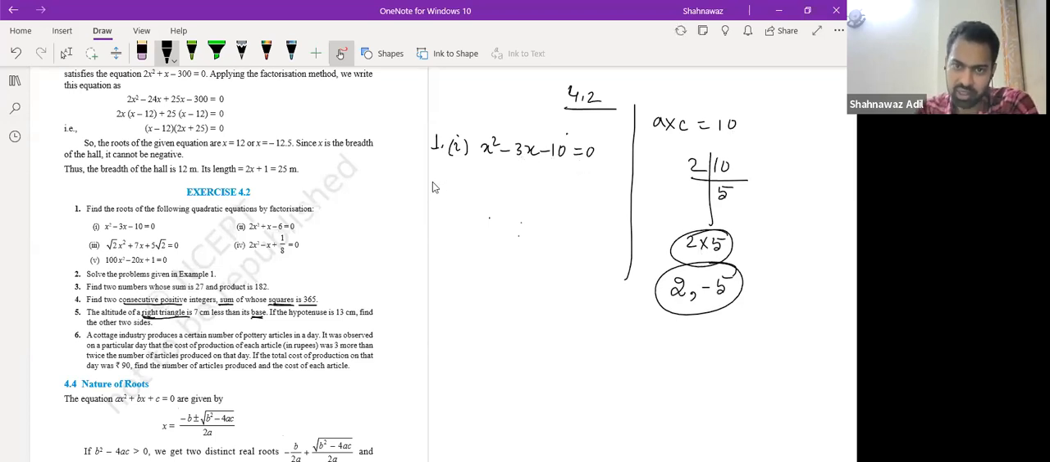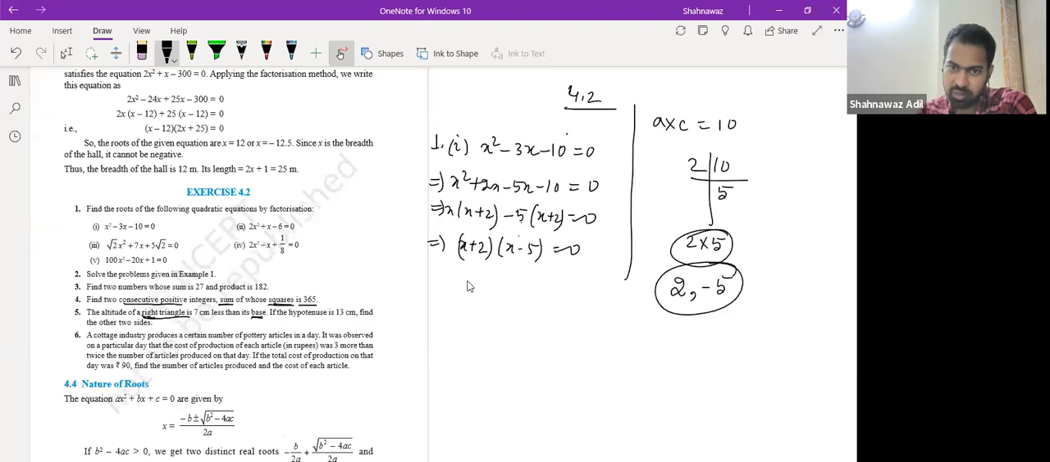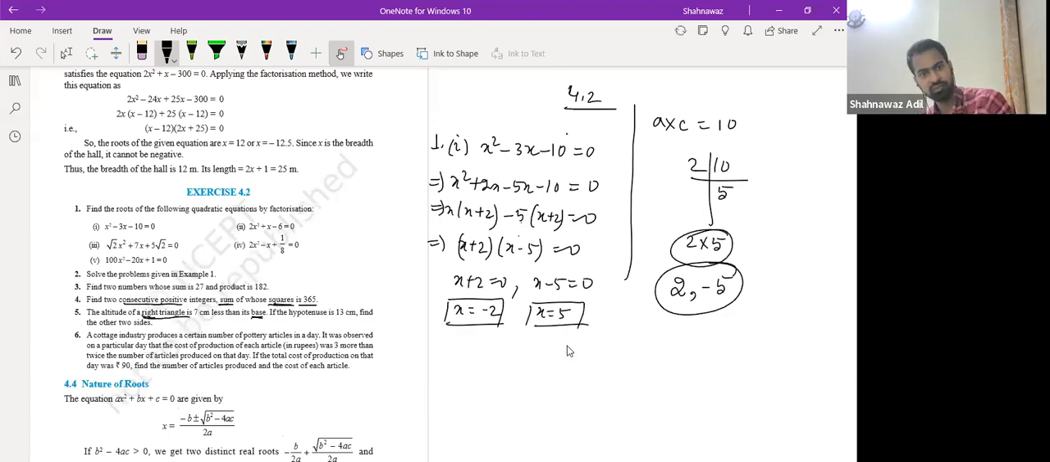And 2 minus 5 gives minus 3. So absolutely correct. So x square plus 2x minus 5x minus 10 equals 0. So x into x plus 2 minus 5 into x plus 2 equals 0, and x plus 2 is common. So x plus 2 becomes 0 and x minus 5 becomes 0. So x is minus 2 and x is 5. These are the two solutions, right?